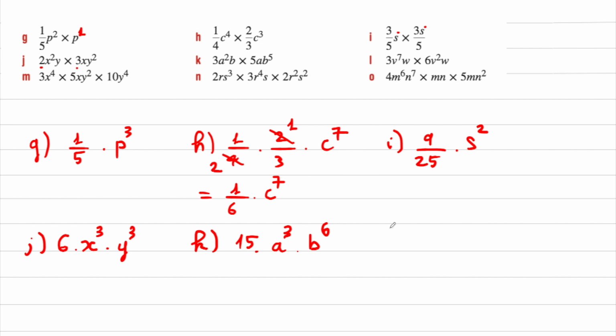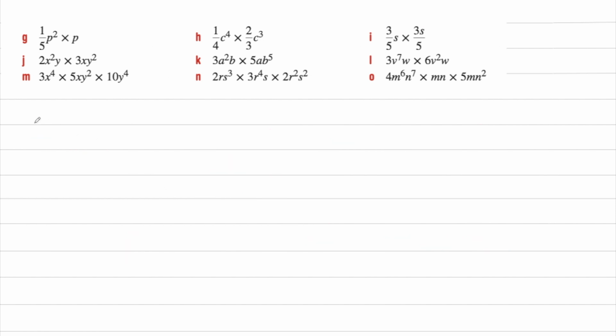Question L, 18, v to the power of 9 and w squared. Yes, that's it. You got question L done. How about M? 3, 5, 10, 150. x to the power of 4 times x to the power of 1, you get x to the power of 5. And how about y? You have y squared and y to the power of 4, which means y to the power of 6.